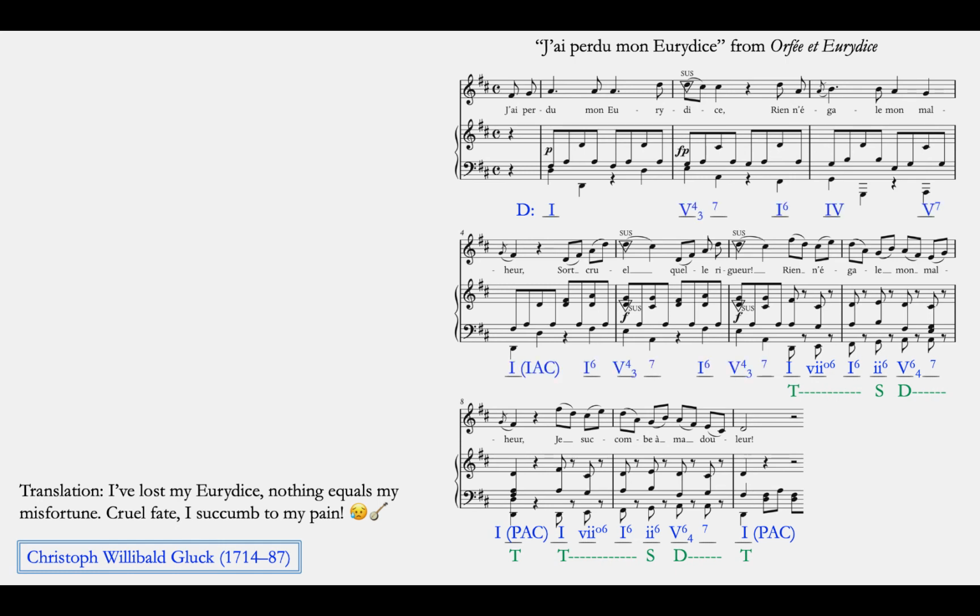Here we filled in the rest of the harmonies. Essentially, the first 2 bars are a tonic expansion. We start with 1, and bar 2 ends on 1, 6. In bar 3, we move to 4, that's a subdominant. End of the bar is 5, 7. Downbeat of bar 4 is 1 for an imperfect authentic cadence.